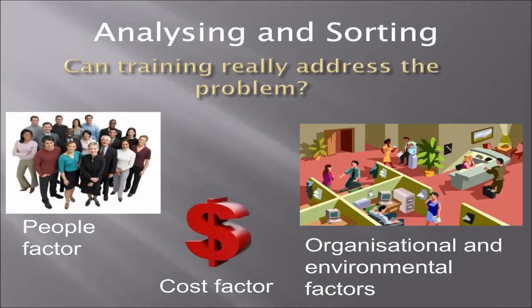As Tara starts analyzing and sorting through the potential training ideas, she is reminded that there are 3 factors that she can use to determine if a training program can really address the problem. These are the people factor, the organizational and environmental factors, and the cost factor. For example, in the people factor, an employee may know how to do something but decide not to follow the procedures. An environmental or organizational factor could be that employees are resisting changes because they don't agree with the way things are heading.